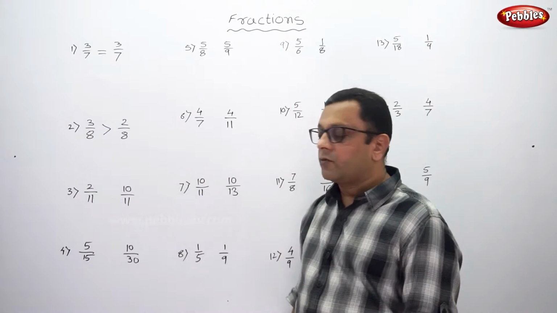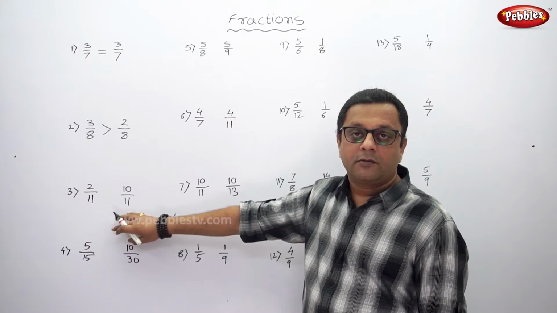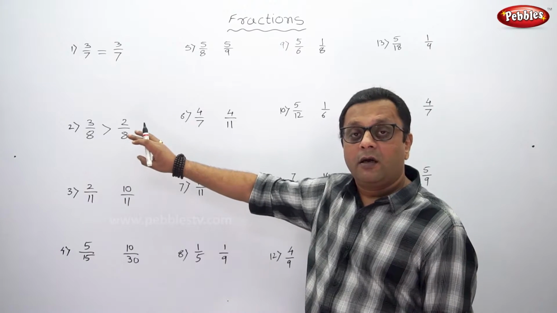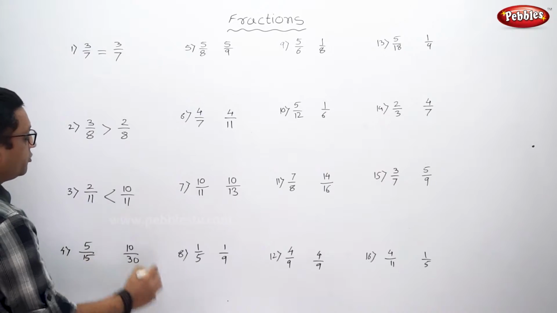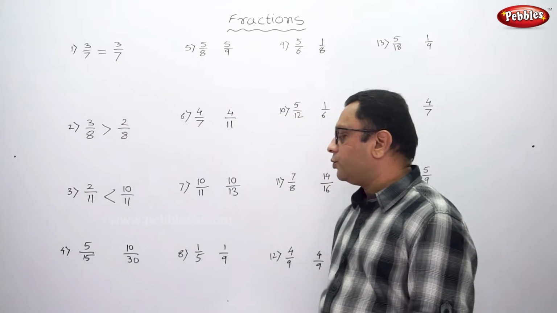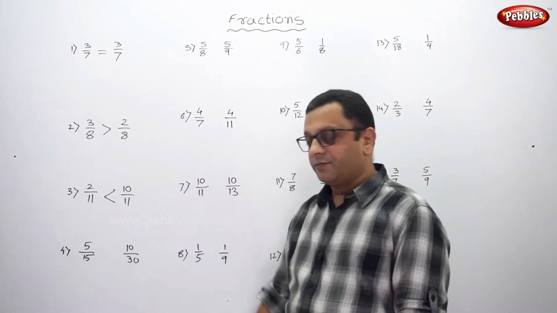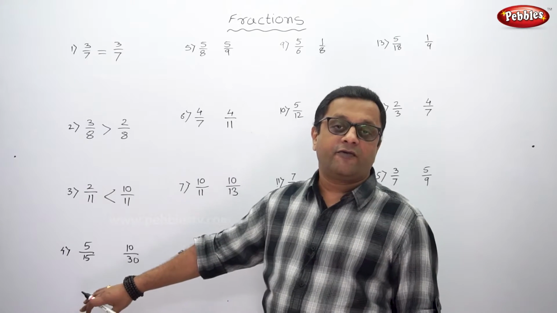Third example, again the denominator is same, so the one with the bigger numerator is bigger. So I will give, this will be the sign here. You remember the two rules I told you. Now here, these are unlike fractions.